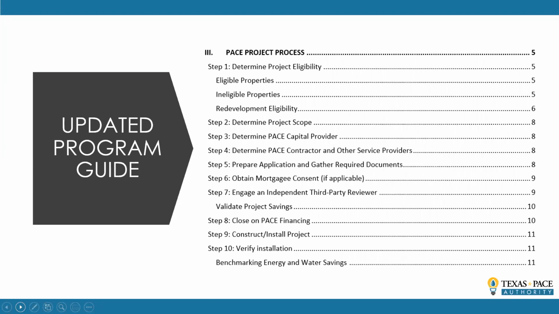Section 3 is the process, and this is something that we knew we can improve upon because our existing guidance had a lot of the same information, but not so much a roadmap and step by step. And so we've presented this in a different way, looking at project eligibility, scope, capital providers, determining other parties to the project, mortgage holder consent, if applicable, third-party review, closing, construction, installation verification, and then benchmarking and measuring savings at the end. So it's more of a logical flow than maybe the way it was presented before.